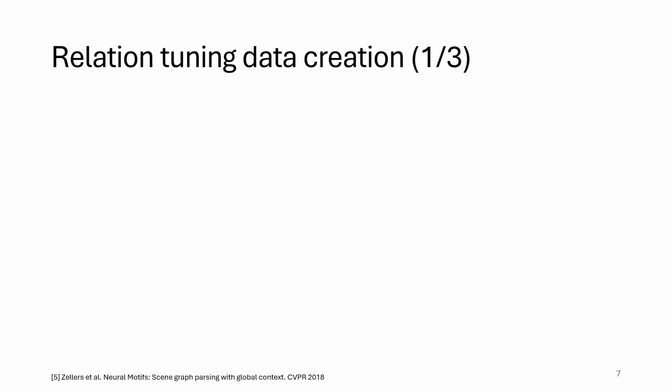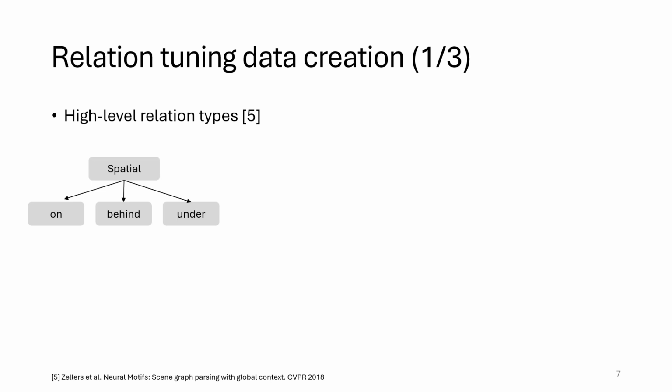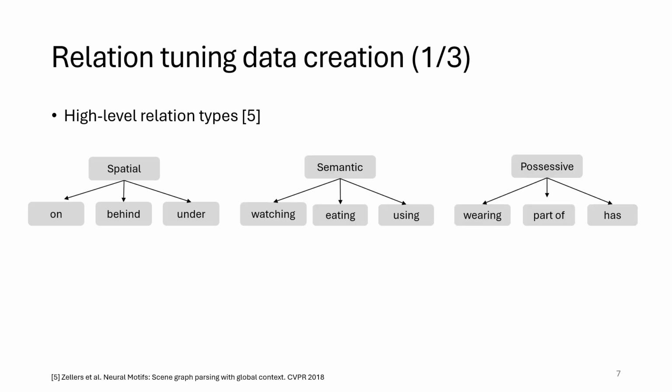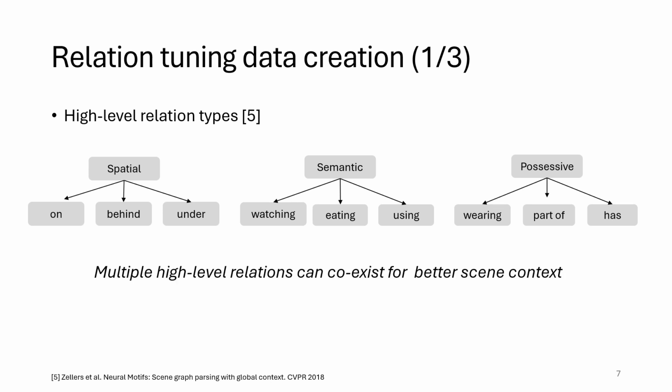To create relation tuning data, first we organize predicates into high-level relation types such as spatial, semantic, and possessive, depicted with example relations. These are the three axes of scene understanding, covering geometry, activity, and position. The core idea is that pairs often carry multiple high-level types. By hinting the relation type, we narrow the decision space and thus partially address the coarse relation challenge.